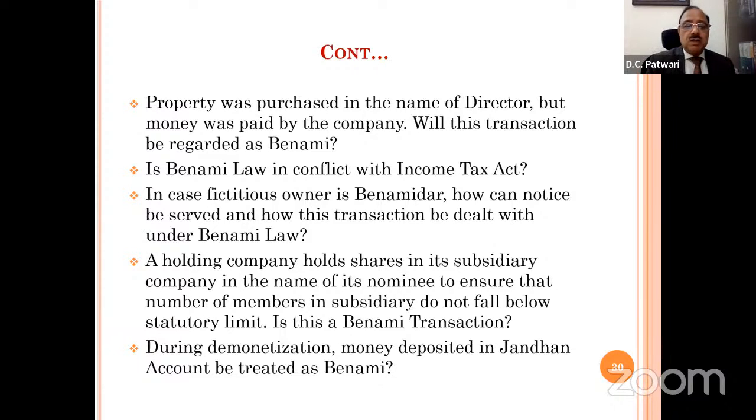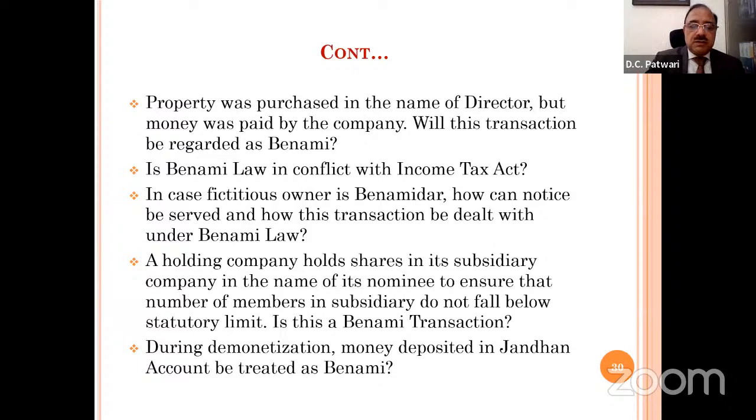A holding company holds shares in its subsidiary company in the name of its nominee to ensure that the number of members in the subsidiary does not fall below the statutory limit. Is this a Benami transaction? Here also, the fiduciary relationship comes into play. If the transactions are between the holding company and subsidiary companies through nominees who are acting as fiduciaries, then it will not attract the Benami law and will not be treated as a Benami transaction.